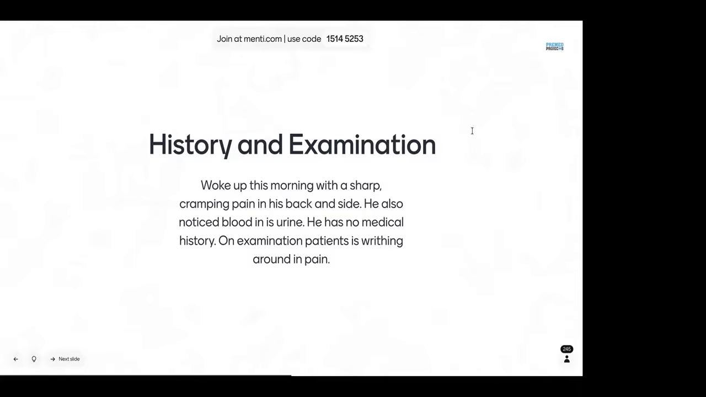So this is what we find out. We find out that the patient woke up this morning with sharp pain in his back and side. He also notices some blood in his urine. He has no medical history, so that means he's got no previous medical problems. And when you examine the patient, he's writhing in pain. He's in a lot of pain.